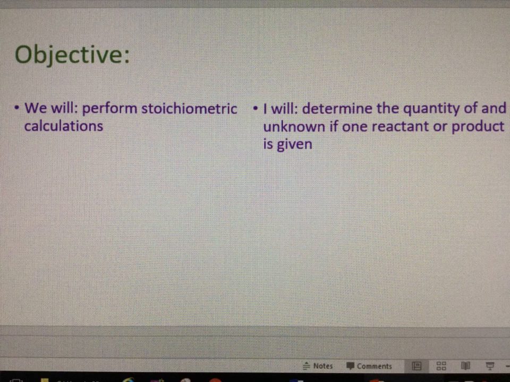Hello everybody. Today you're going to do calculations from moles to grams, from one chemical to another chemical. Okay, first you have to identify what you have and where you're going.